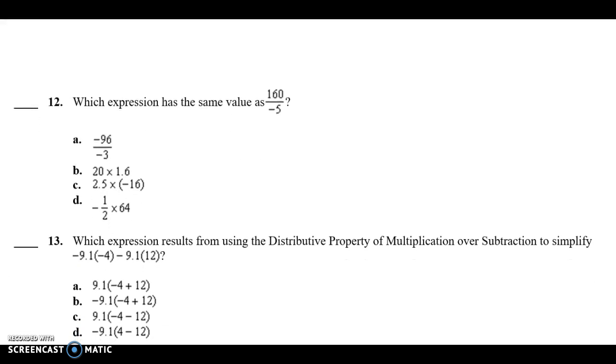Number 12. Which expression has the same value as 160 divided by negative 5? A. Negative 96 divided by negative 3. B. 20 times 1.6. C. 2.5 times negative 16. D. Negative 1/2 times 64.